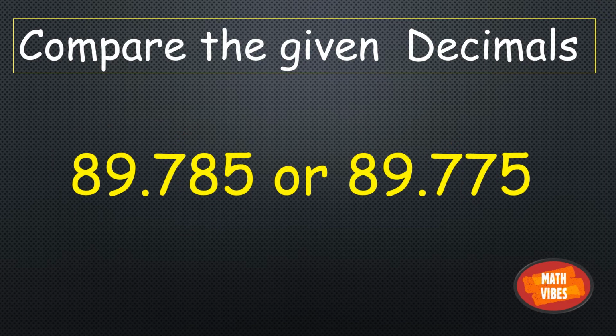See, 89, 89, whole part same, rule 2. Here also the 10th digit is 7 and here also the 10th place digit is 7. So we'll shift to the next number, which is 8. Now 8 and 7. 8 is greater than 7, we know that. So if 8 is greater than 7, then 89.785 will be greater than 89.775.